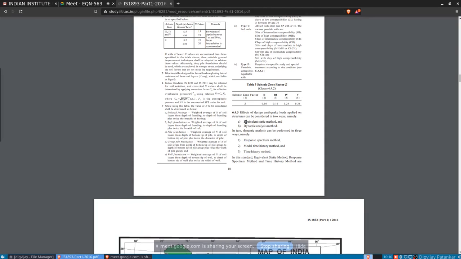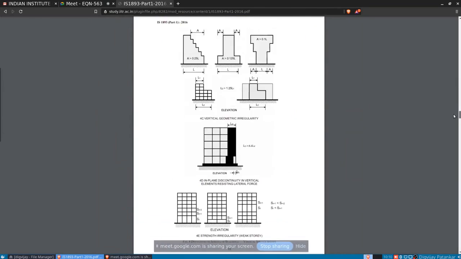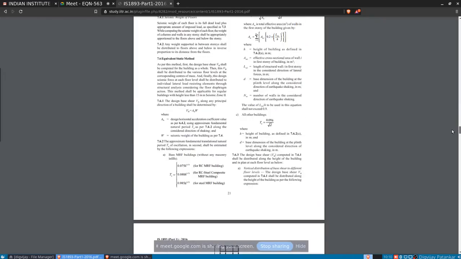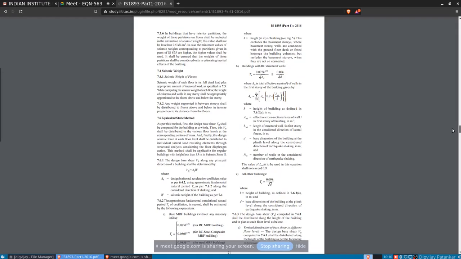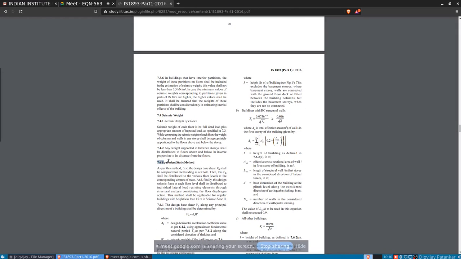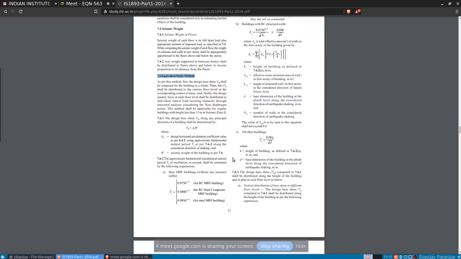So let us start with the equivalent static method, and this particular method starts on clause 7.6, I guess, which is on page number 21. Yeah, equivalent static method, clause number 7.6, page number 21. This particular method we are going to see today in this class. It's very simple, nothing to bother much about.